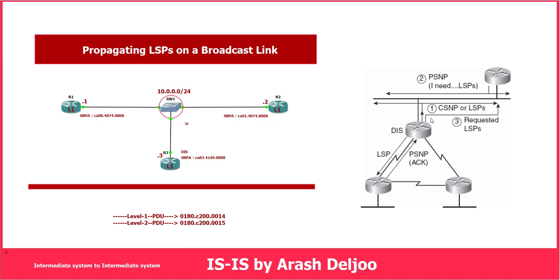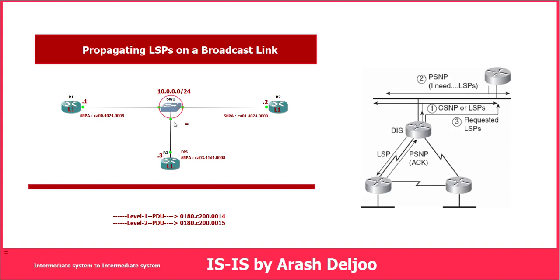You know that the DIS has the link states of other routers. For example, in our scenario, if the DIS is router 3, the DIS has the LSPs of router 1 and also router 2 and also router 3. In regular intervals of 10 seconds, the DIS should generate CSNP packets, such as in the picture. You can see that we have a CSNP packet.